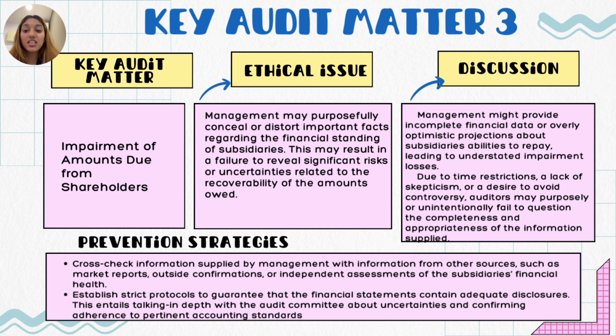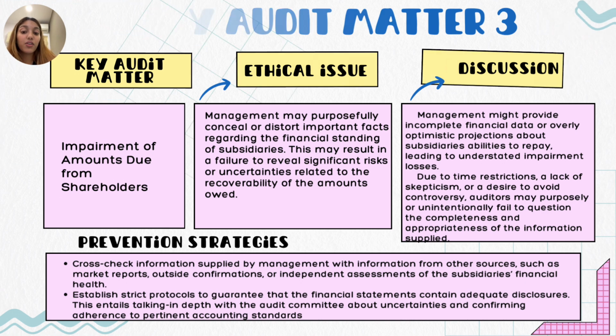How to prevent this is by cross-checking information supplied by the management with information from other sources, such as market reports, outside confirmations, or independent assessment of the subsidiary's financial health. Secondly is to establish strict protocols to guarantee that the financial statements contain adequate disclosures. This entails engaging in depth with the audit committee about the uncertainties and confirming adherence to the pertinent accounting standards.